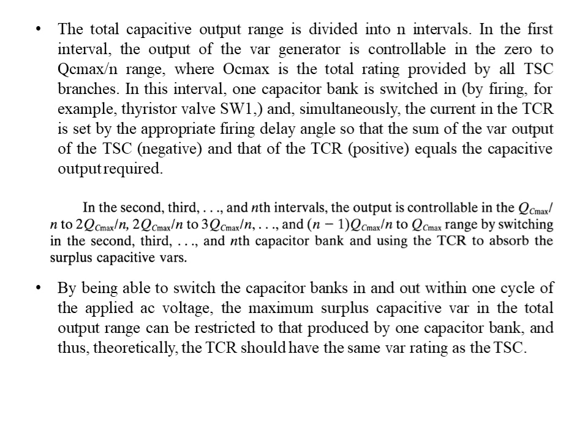By being able to switch the capacitor banks in and out within one cycle of the applied AC voltage, the maximum surplus capacitive VAR in the total output range can be restricted to that produced by one capacitor bank, and thus theoretically the TCR should have the same rating as that of the TSC. Since the work of the TCR is to absorb the surplus capacitive VAR compensation, the rating of the TCR should be equal to that of the TSC.